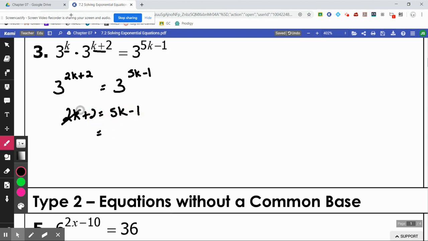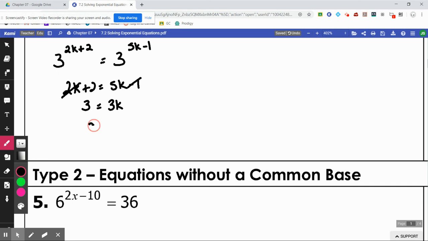Move your k's to the same side. We'll move the 2k's. You now have 3k's. Move the minus 1 by adding 1. 3k is 3, so k would have to equal 1.